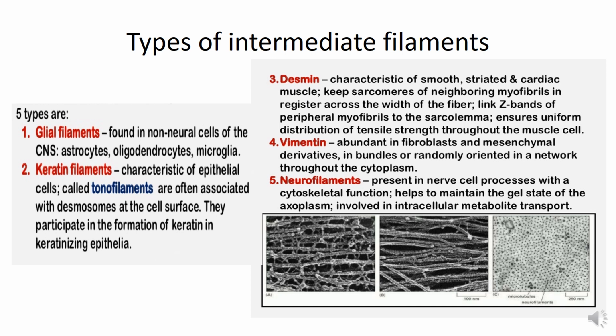Now the keratin filaments, this is the characteristic feature of the epithelial cells, and these filaments are composed of protein known as keratin and are found in epithelial cells. They are most abundant in the cells of the stratified squamous epithelium of the epidermis of the skin. In these cells, bundles of keratin filaments called tonofibrils can be seen under the light microscope.